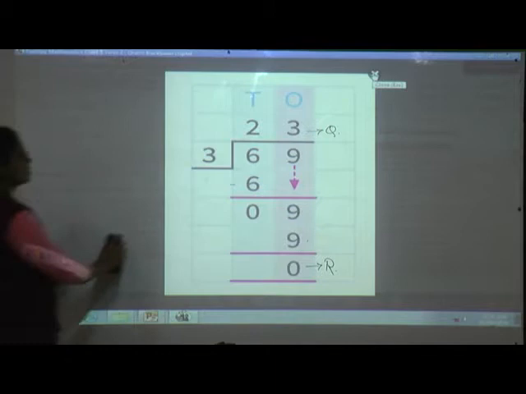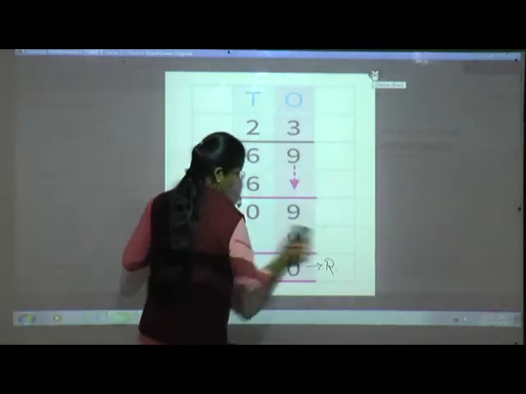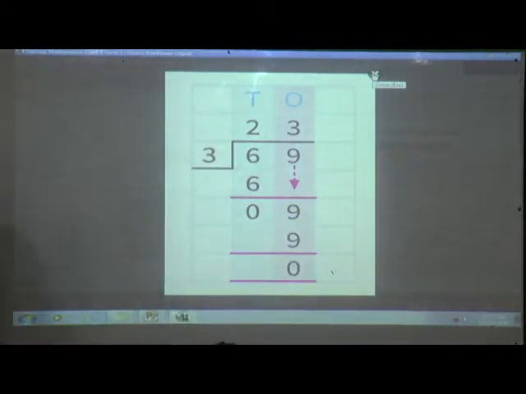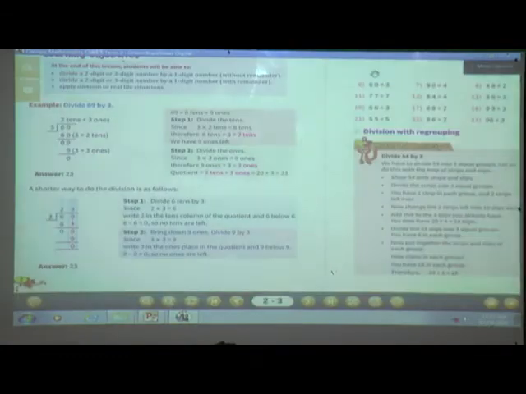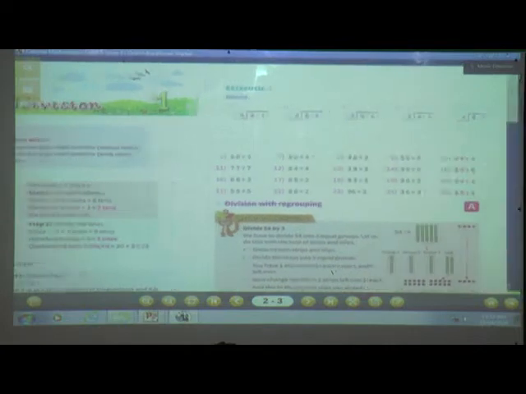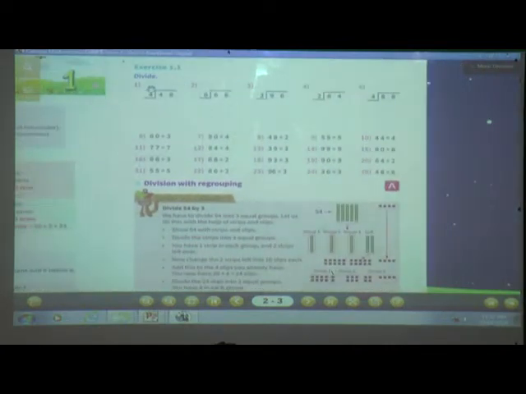Okay, now students, we will solve exercise 1.1. You have to open your textbook, keep your textbook in front of you. See, the question is divide. See the first one, 48 divided by 4.